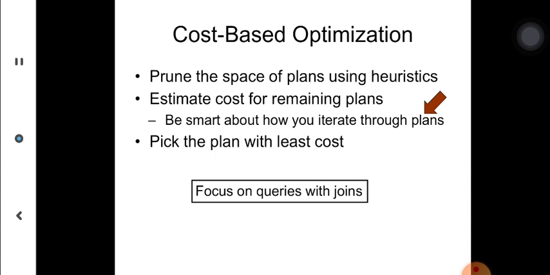Sometimes you estimate cost for the remaining plans, because first of all you remove some of the plans that are going to be expensive, so you prune the space of plans, and then finally you estimate the cost. What is that cost? The cost is simply the execution time. So you have to be smart about how to iterate through plans and pick the plan with the least cost. Remember one thing, in the entire process our focus is on queries with joins.